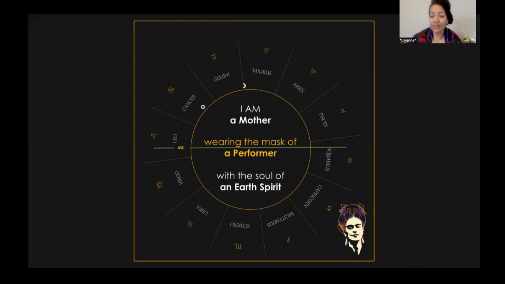This also translates into a sentence. Again, there were different options, and I've chosen the options that I feel are most appropriate for Frida. I am mother comes from Frida's Cancer sun, her I am, wearing the mask of a performer, which is her Leo rising sign, with the soul of an earth spirit, which is her Taurus moon. Those of you who are familiar with Frida's life will be aware that she attempted to become a mother.